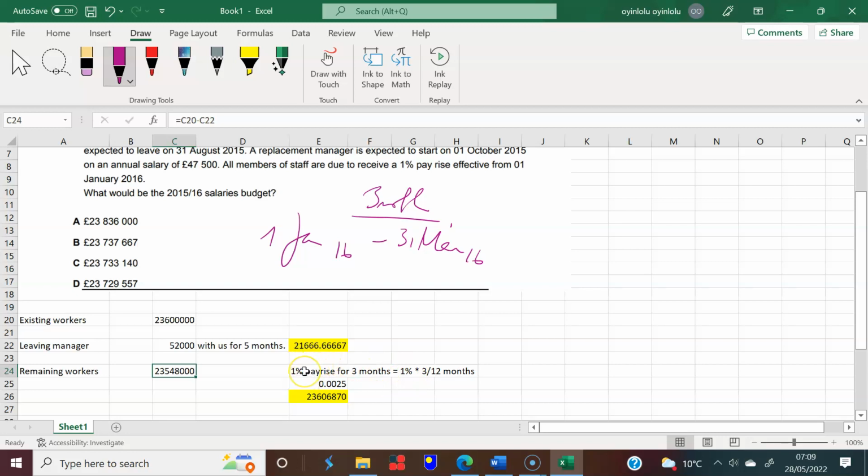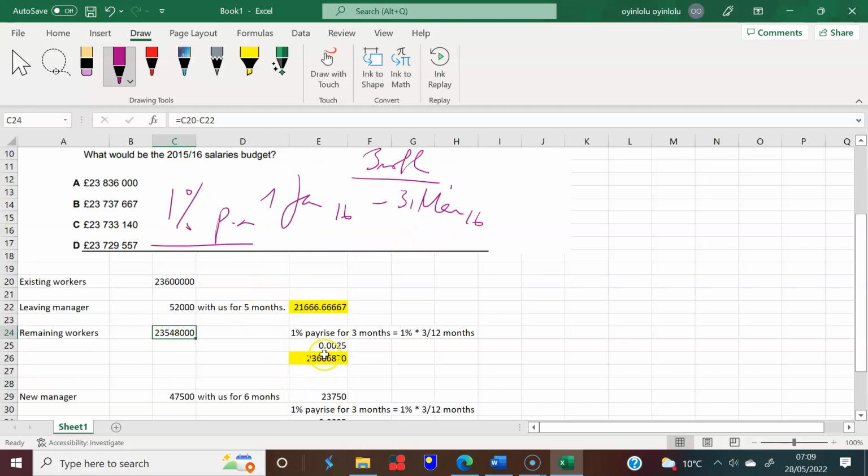Because it's not a full year. The 1% is per annum. That's the point. When you see this, it means per annum. But you're not doing a whole 12 months, you're only doing 3 months of this. So you can, in effect, calculate the change by multiplying the remaining workers times 1.0025. That's like saying find 0.25% and add that on to this. That's what I've done here. So you could have done this separately in 2 steps.